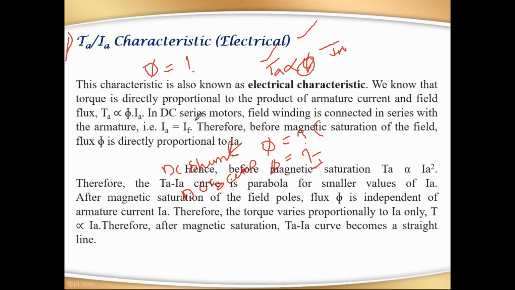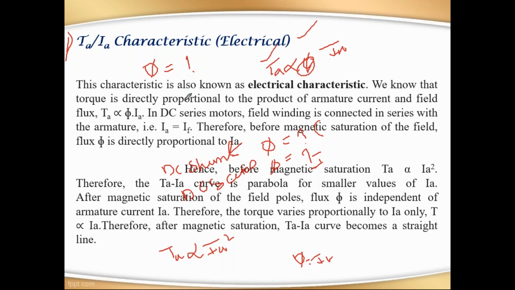Right. Now we are going to find the characteristics of a DC series motor. From this relation we can obtain that the armature torque is directly proportional to Ia square. Why? Because in a DC series motor phi is equal to Ia. The reason is that in a DC series motor the field current and armature current both are equal.